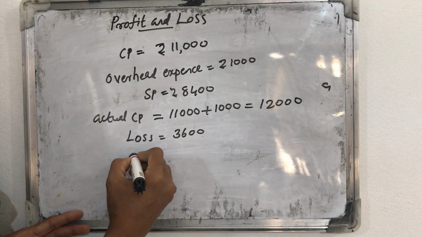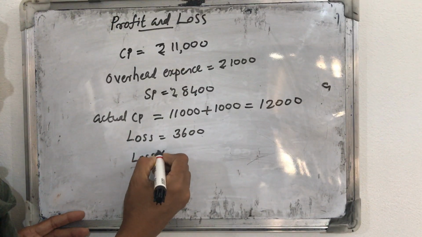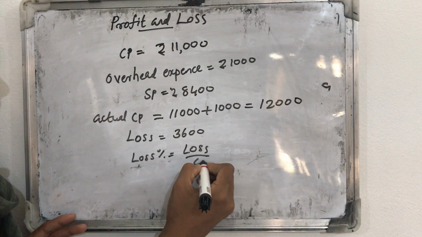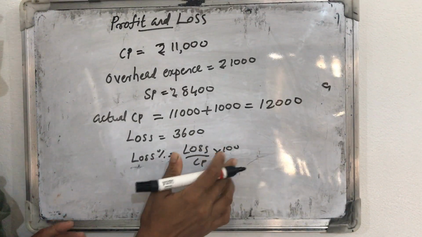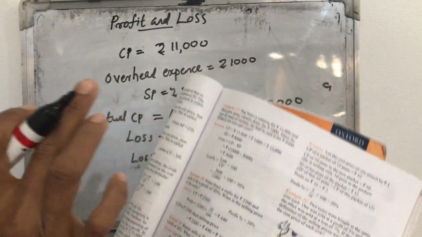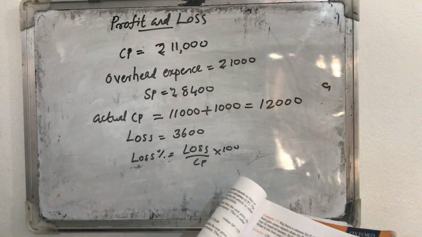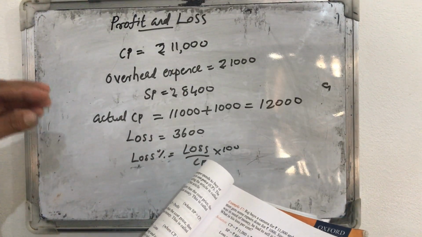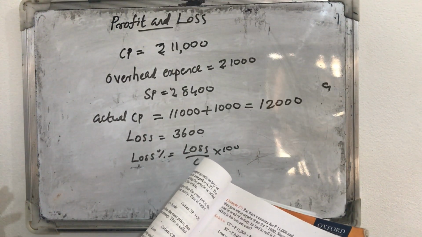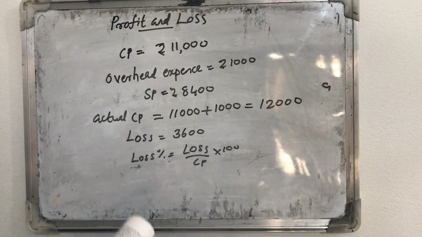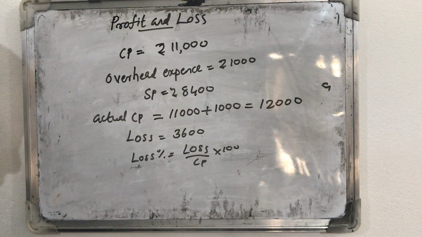Then we find the loss percentage using the same equation: loss by CP into 100. Then directly you can substitute. That is already given in the textbook. So in this type of question we want to add that extra amount with the CP to get the actual CP. That extra expense is called overhead expense. Now we can move to the next exercise, question number 5.